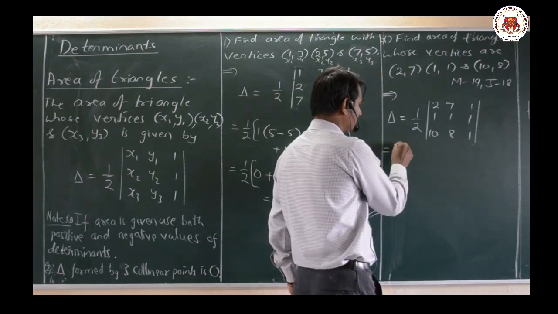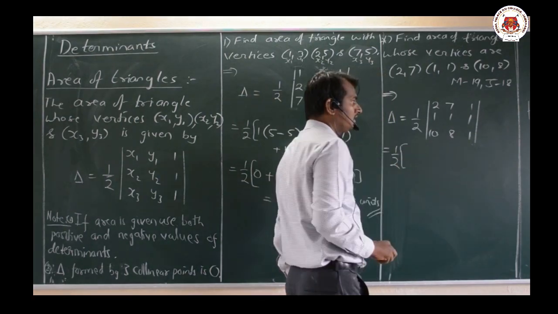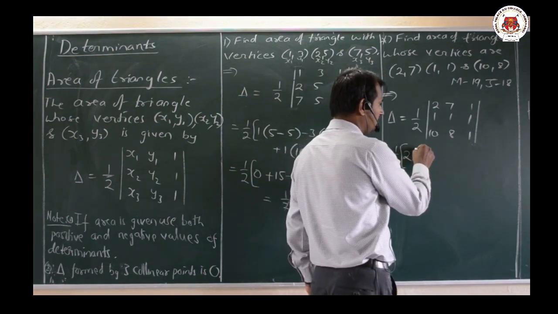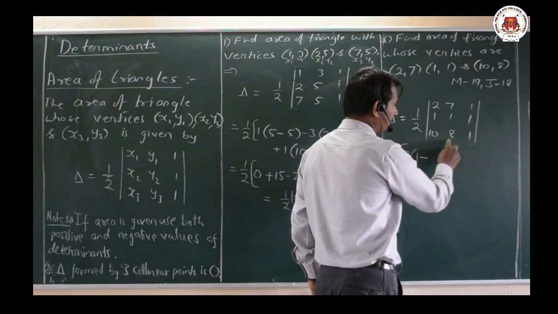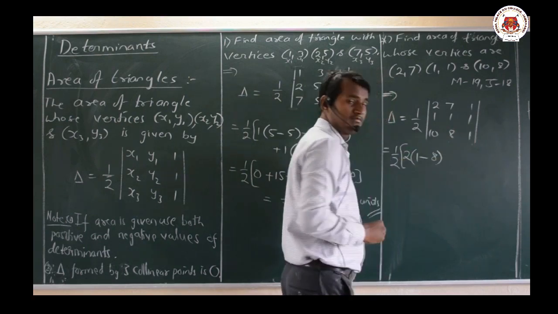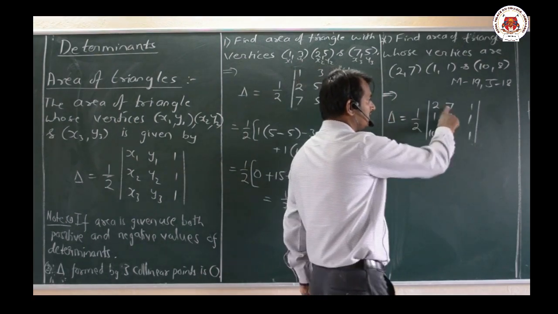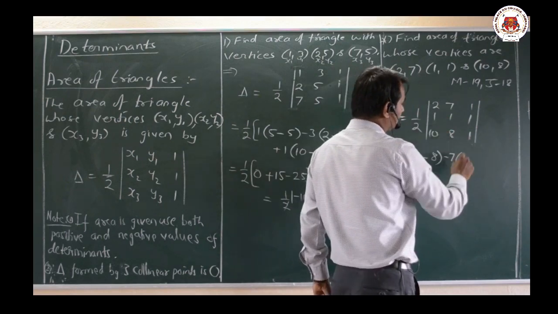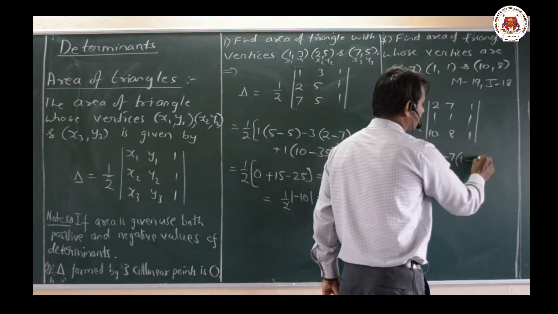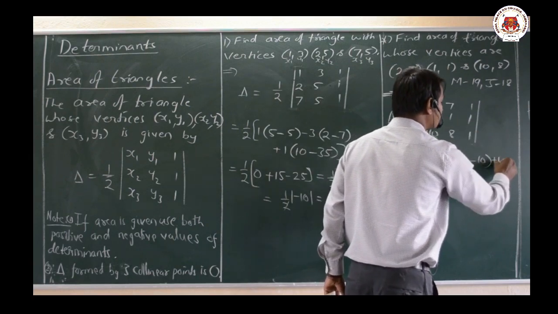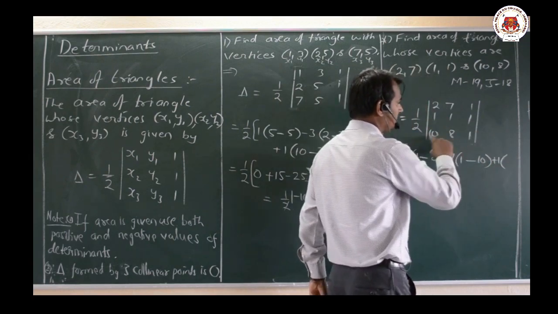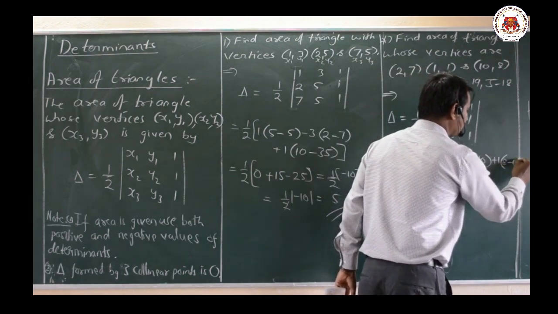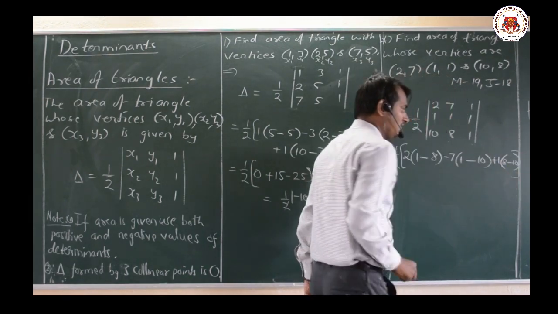So at last, which is equal to 1 by 2 into 2 into 1 ones are 1 minus 8 ones are 8. Then minus 7 into what we have here, 1 into 1 minus 10 ones are 10. Then plus 1 into what we get, 8 minus 10. Okay, fine.